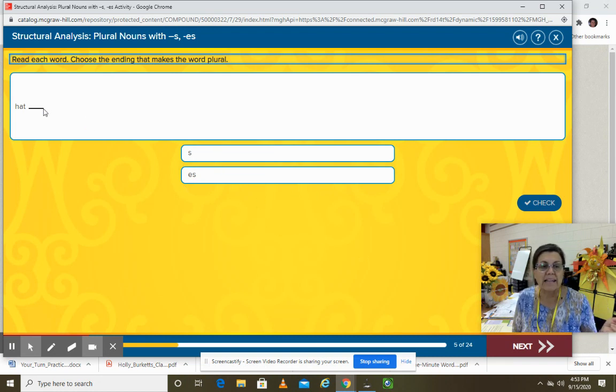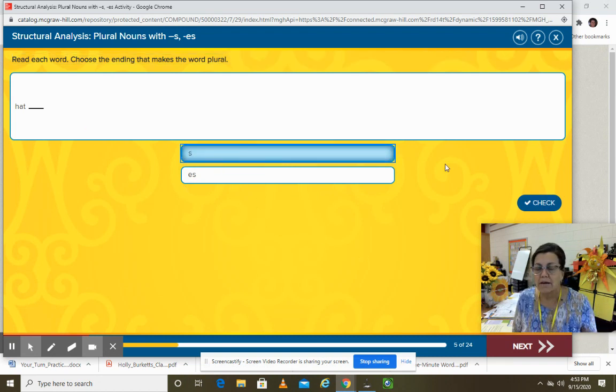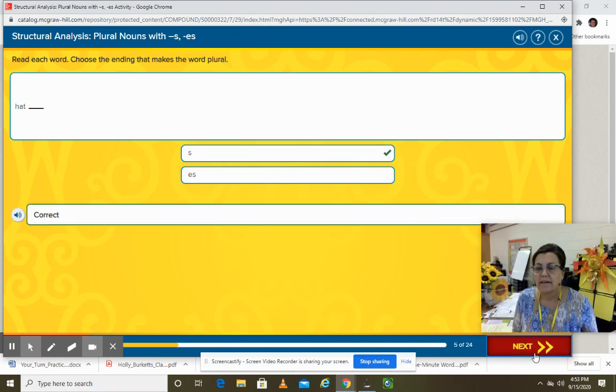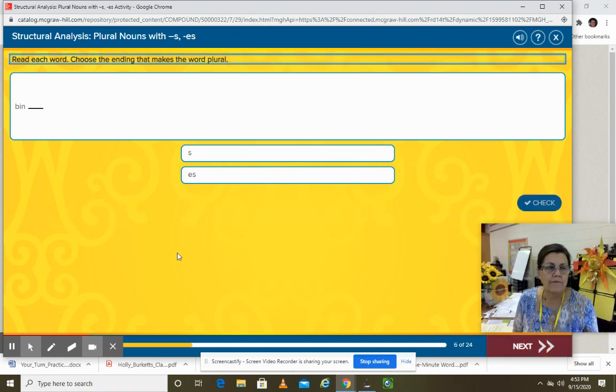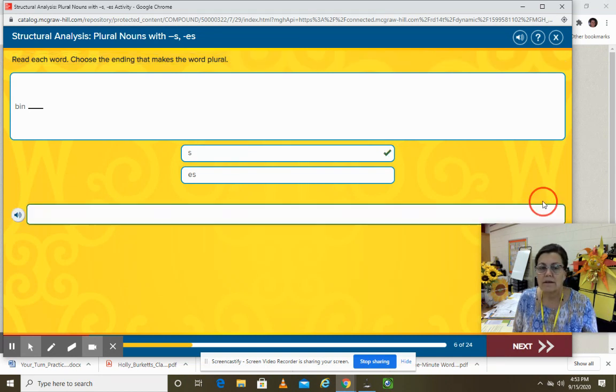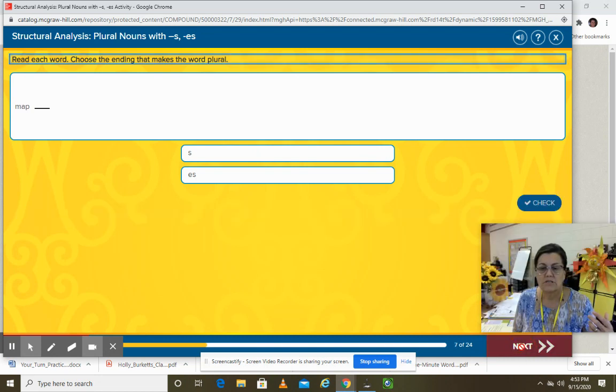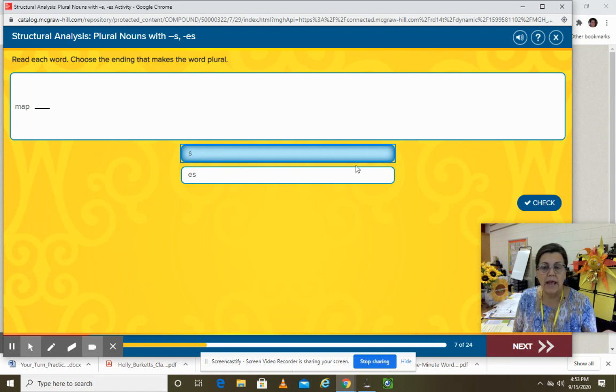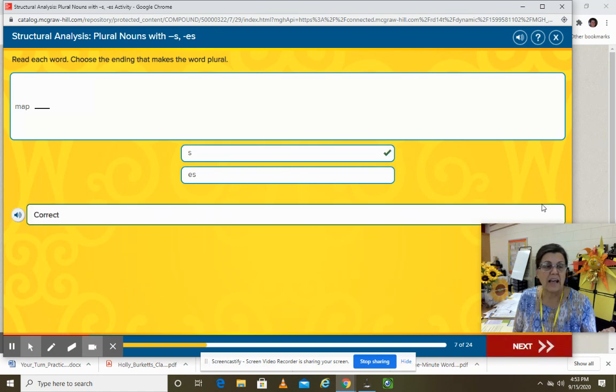So here we have hat. If we want to have more than one hat, we add an S. Fantastic. I wish you could see these. You're probably having to squint if you're on the phone. Bin, more than one bin. Excellent work. Do just a few more. Map, more than one map. All these are ending in consonants, so I'm choosing S because if I have a consonant, generally it's an S. Fantastic. Especially if there's a vowel in front of it.